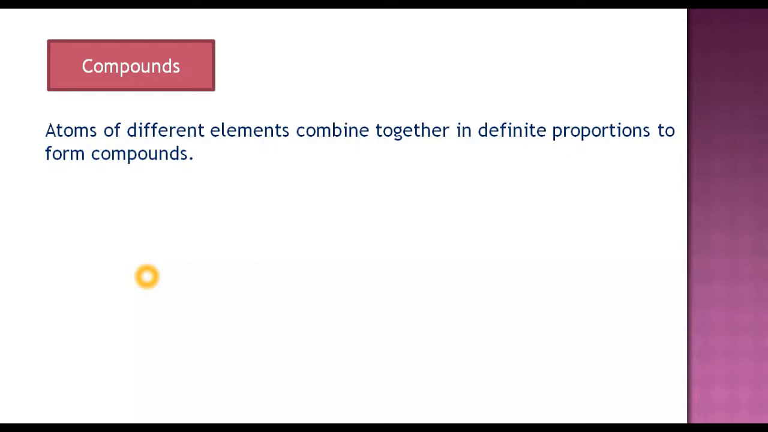Now, when atoms of different elements combine together in definite proportion, they form a compound. So basically a compound is the combination of molecules, because in a molecule we have atoms of different elements combined together. Just like an element contains atoms, a compound contains molecules, and molecules in turn contain atoms, or you can say elements. So basically a compound is formed of molecules. When atoms of different elements combine, they form molecules, and molecules form compounds. Clear?